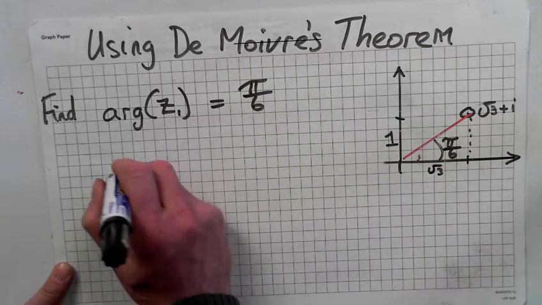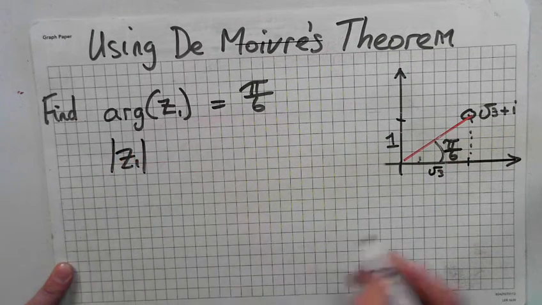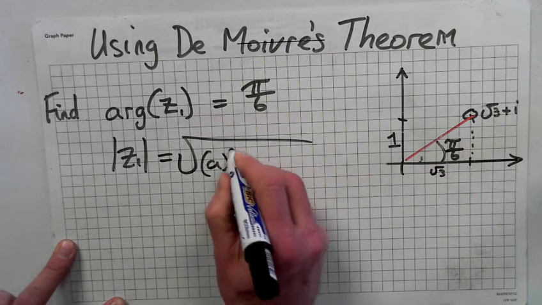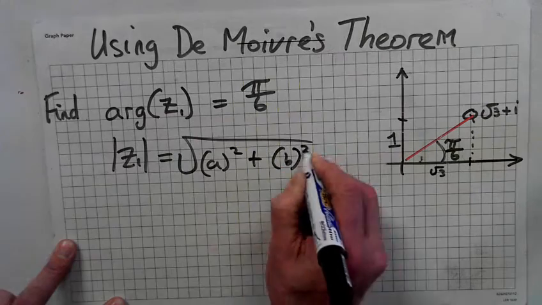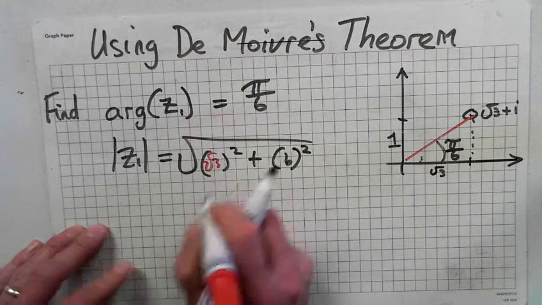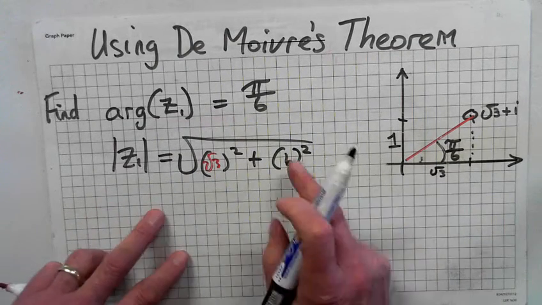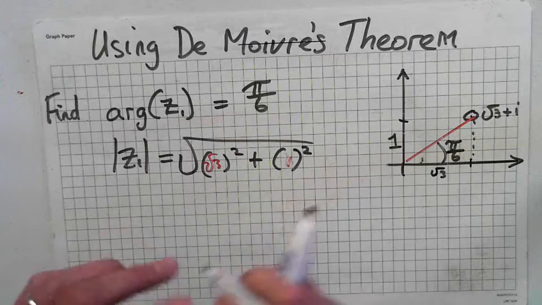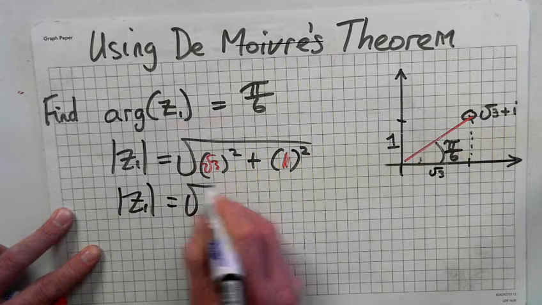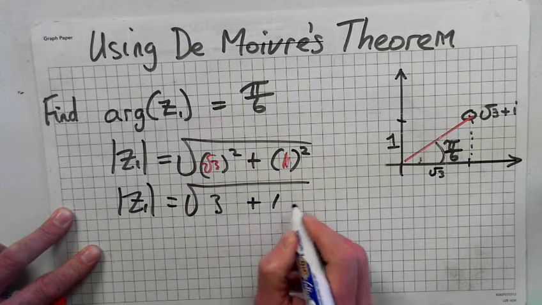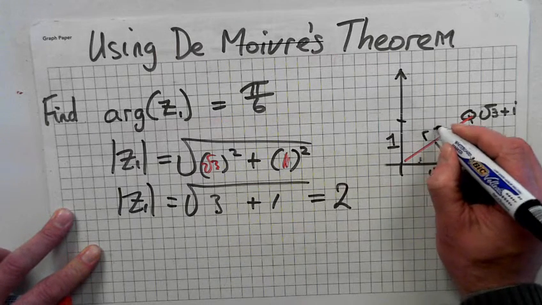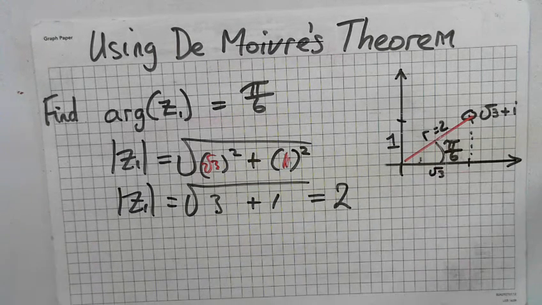Then you're asked to find the modulus. What is the modulus? The distance from there to there. So it's the square root of a squared plus b squared. What's a? A is the square root of 3. And what's b? B is 1. Square root of 3 squared is 3, plus 1. Square root of 4 is 2. So r, or the modulus, is equal to 2.